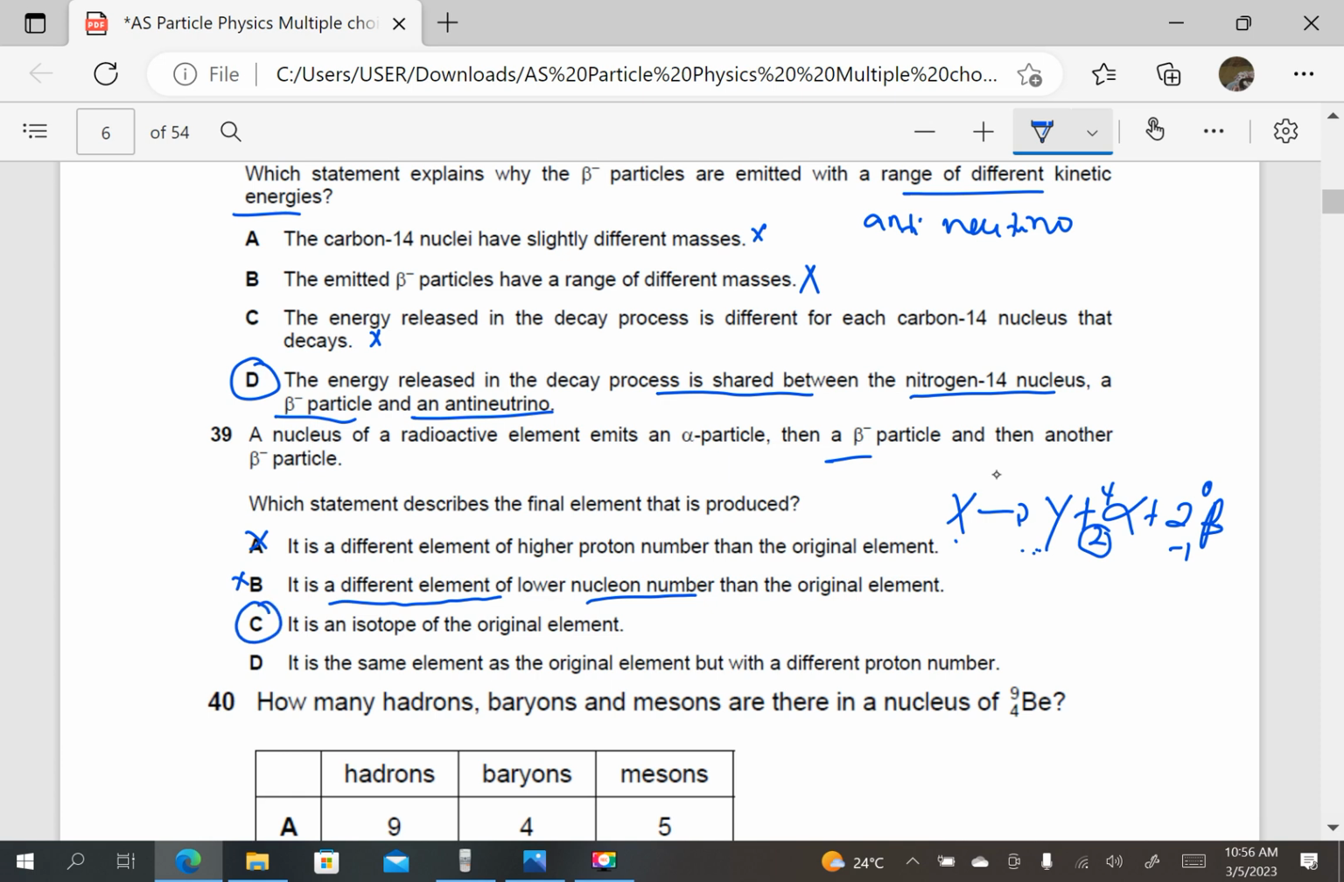That is very true. They have the same proton number, so it is an isotope of the original element. It is the same element as the original element, but with different proton number. If it has different proton number, then it cannot be the same element. So that is not correct. It is only the same element if the proton number has not changed, even if the nucleon number has changed.